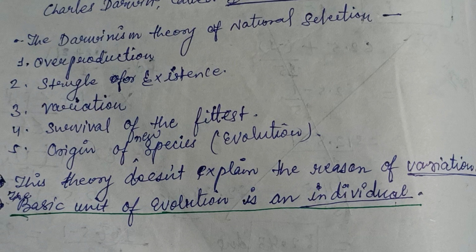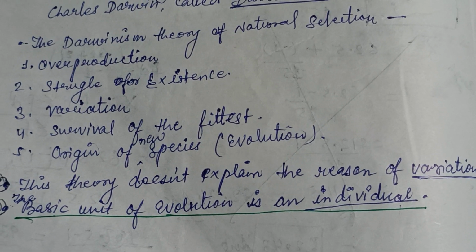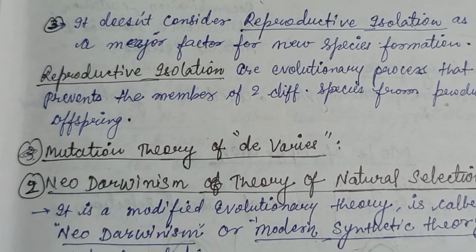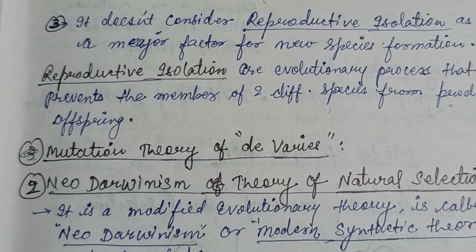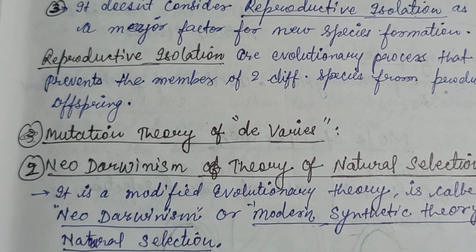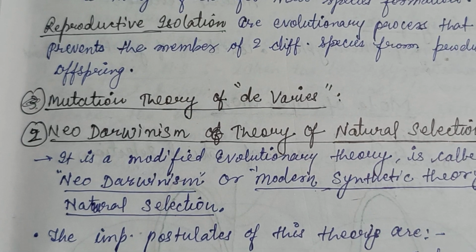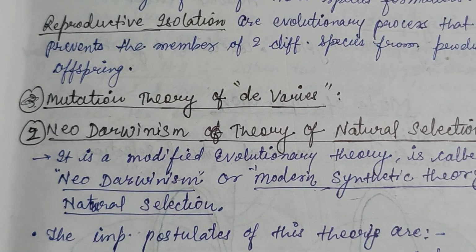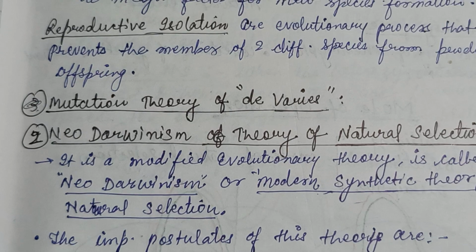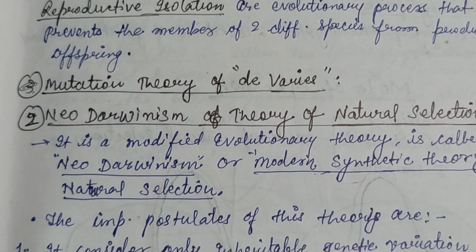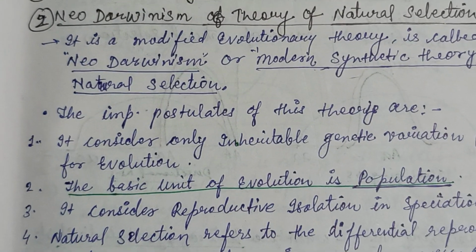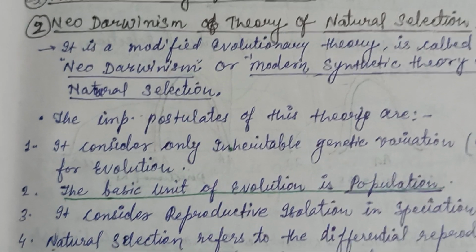The basic unit of evolution in Darwin's theory is an individual. It also doesn't consider reproductive isolation as a major factor for new species formation. Reproductive isolation is a process in which a few members of a species are prevented from free reproduction.